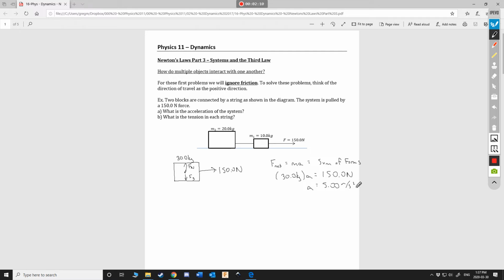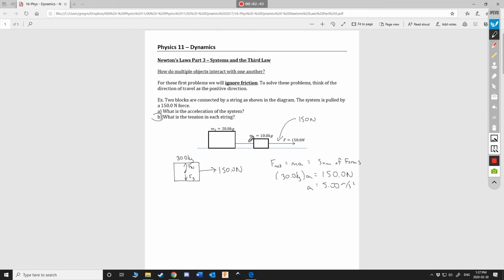So it's saying that by pulling the system with 150 newtons of force, it's all going to accelerate at 5 meters per second squared. The more challenging and more interesting part, though, is what is the tension in each string? Now this first string, it is what it is. This one is 150 newtons. Pull with 150 newtons, the action-reaction force is 150 newtons. The question is, what is happening in between?